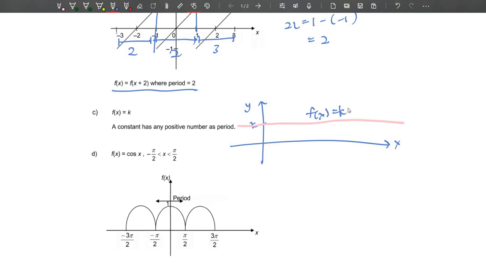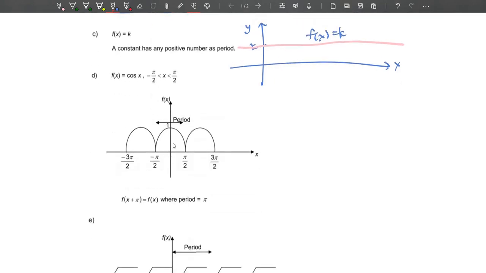Next, f(x) equal to cos x. This is a graph that has been modified. It is not the real cos x, but it is limited to a certain interval. The interval that we have is from negative pi over 2 until pi over 2. As I mentioned earlier, this should be our L and this is our negative L. How do we calculate 2L? 2L is equal to the upper boundary pi over 2 minus the lower boundary, so 2L is equal to pi. That's why the period is equal to pi.